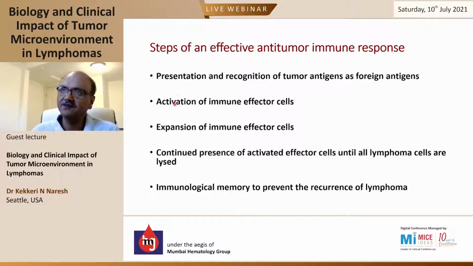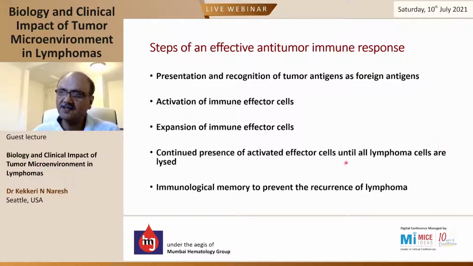And once that happens, there has to be activation of the immune effector cells. And these immune effector cells then take on and attack the tumor cells. But they themselves may not be sufficient, so there should be a mechanism for them to expand. So expansion of immune effector cells is a key aspect. And there has to be continued presence of the active effector cells until the last lymphoma cell is lysed. So not only does it have to evoke an immune response, then expand the immune response and maintain the immune cells till such time that all the lymphoma cells are killed.